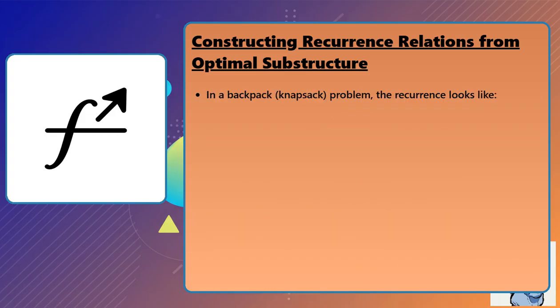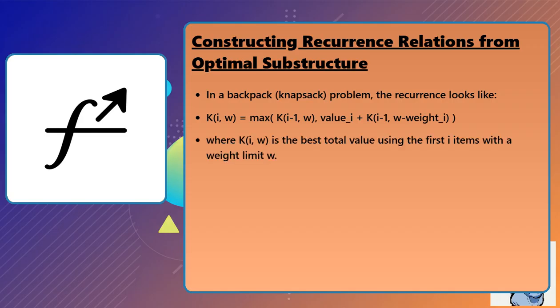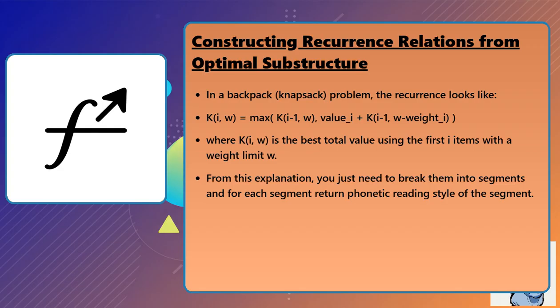In a backpack knapsack problem, the recurrence looks like k of i, w equals max of k of i minus 1, w, and value i plus k of i minus 1, w minus weight i, where k of i, w is the best total value using the first i items with a weight limit w.